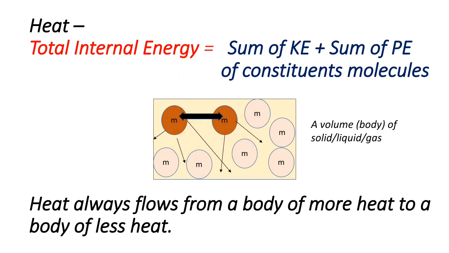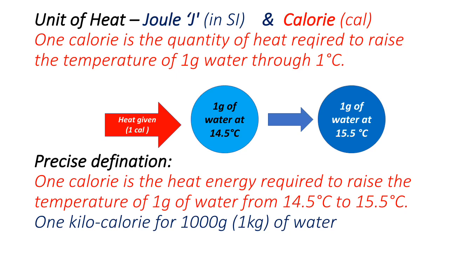Correct. Now one more line: heat always flows from a body of more heat to a body of less heat. Suppose two bodies are in contact, one body has a greater amount of heat, then this body loses some heat to the other body which has less heat. Now see, what is the unit to measure heat? As heat is a form of energy, it has the same unit as energy. So joule is the SI unit of heat.